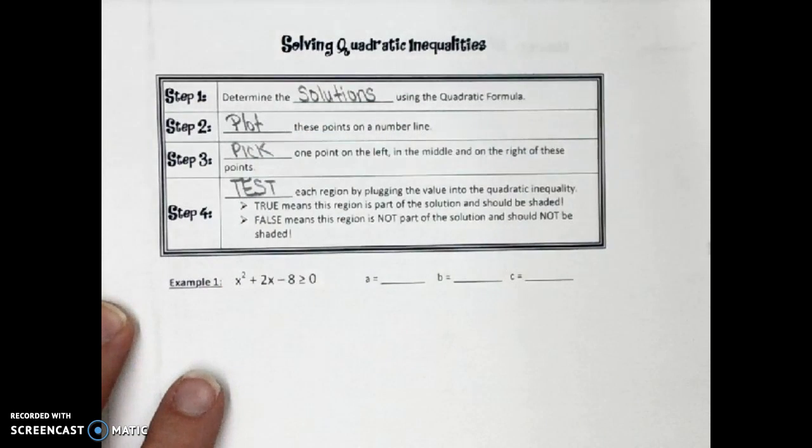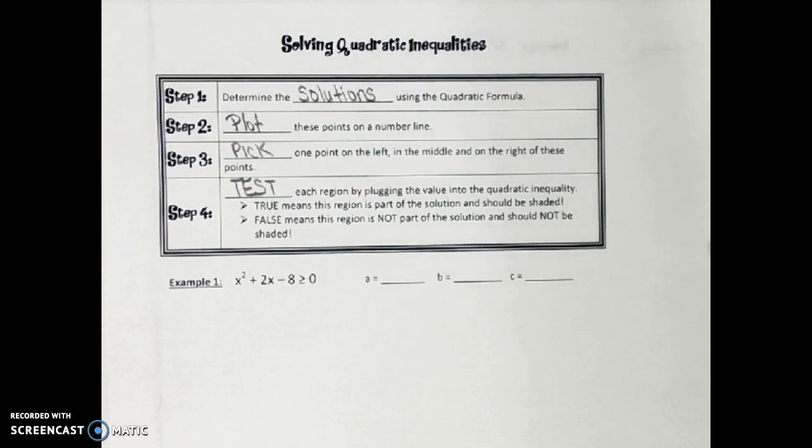In order to do this, you plug in the value into the quadratic inequality that you started with. If you come up with a true statement, that means that this region is part of the solution and should be shaded. If what you get is a false statement, then that's not part of the solution and should not be shaded.